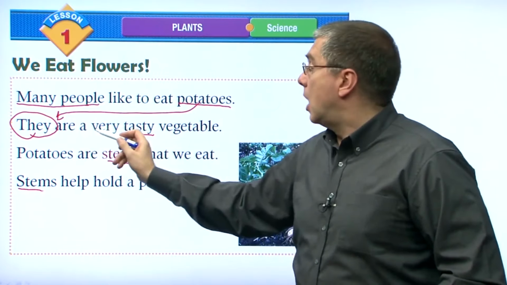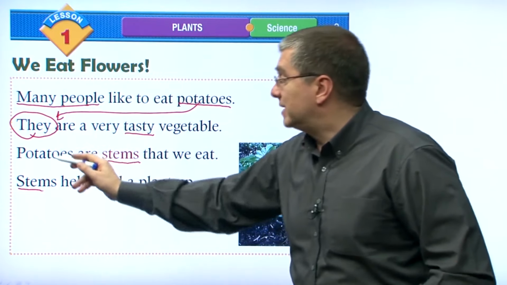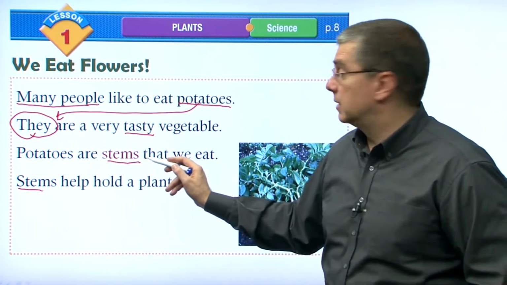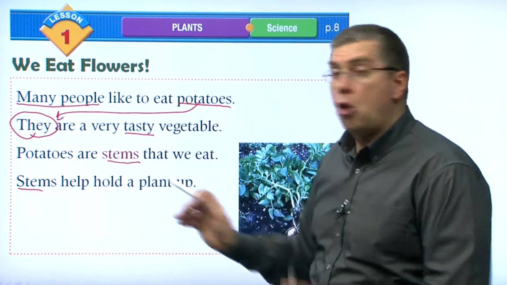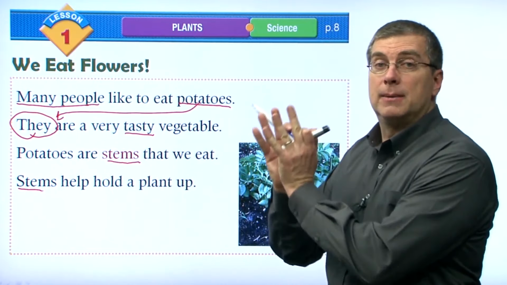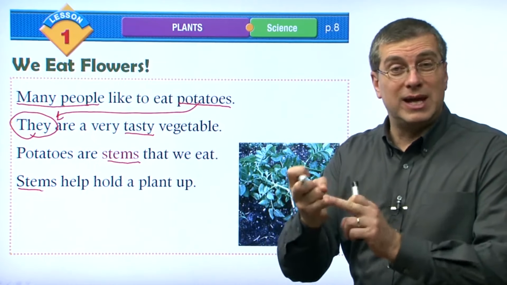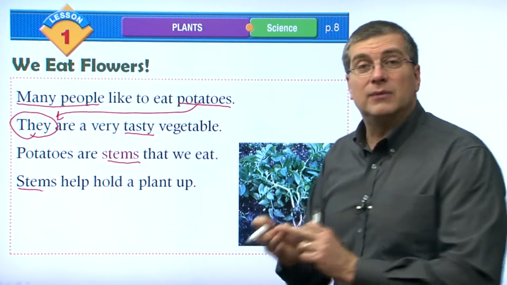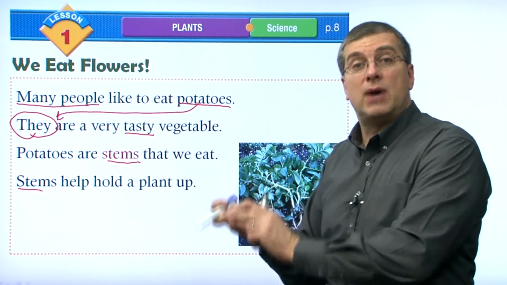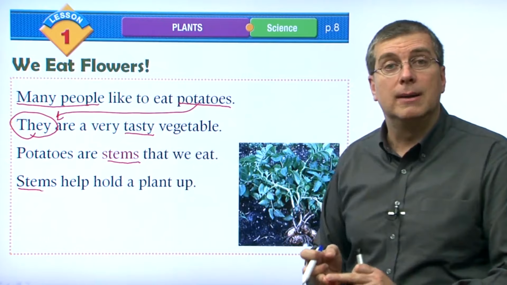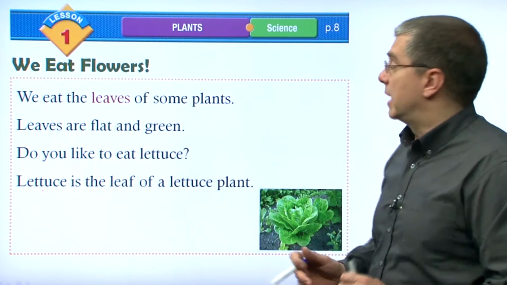They are a very tasty vegetable. Potatoes are stems that we eat. Stems help hold a plant up. So we can see before, carrots are roots. We eat roots. Here we have stems, potatoes. So we eat stems of other plants. For example, potatoes.